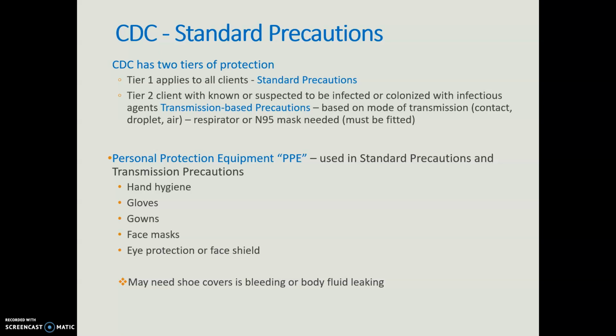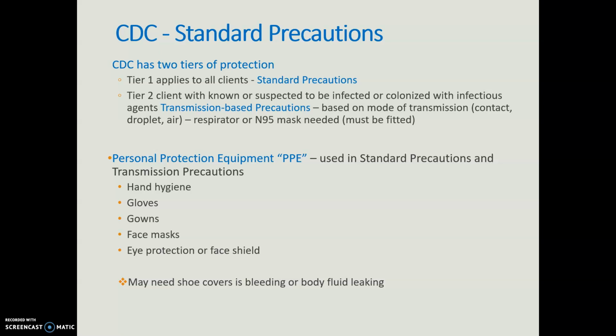Basic PPE, or personal protective equipment, is what we use for standard precautions and transmission precautions. What you use depends on the source and the location of the suspected infection. Hand washing, hand hygiene, is top priority. That's your number one defense outside of your skin. Gloves, gowns, face mask, eye protection, or a face shield can also be used. You may want to cover your shoes with booties or whatnot, especially if there's a lot of body fluid around.